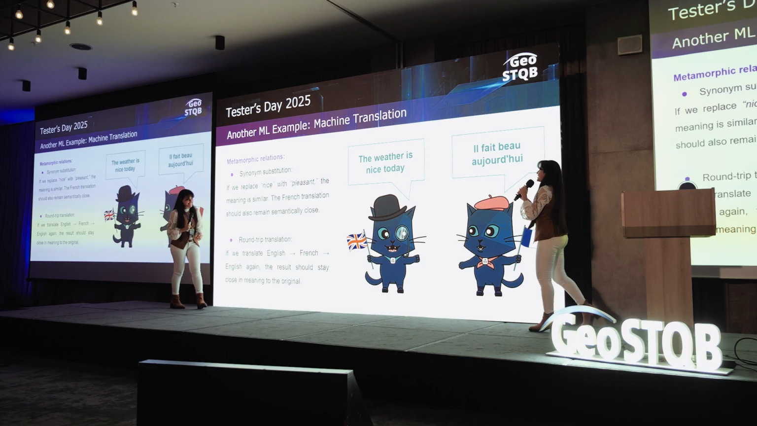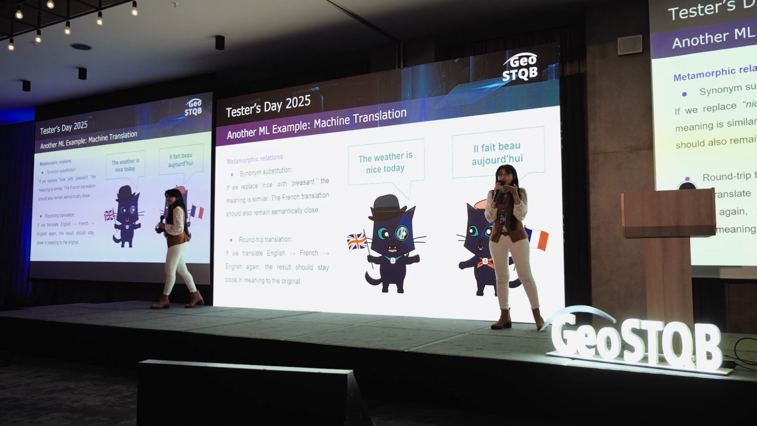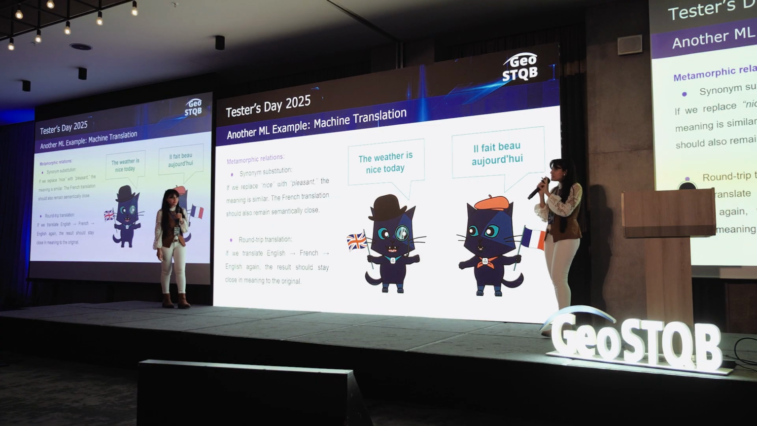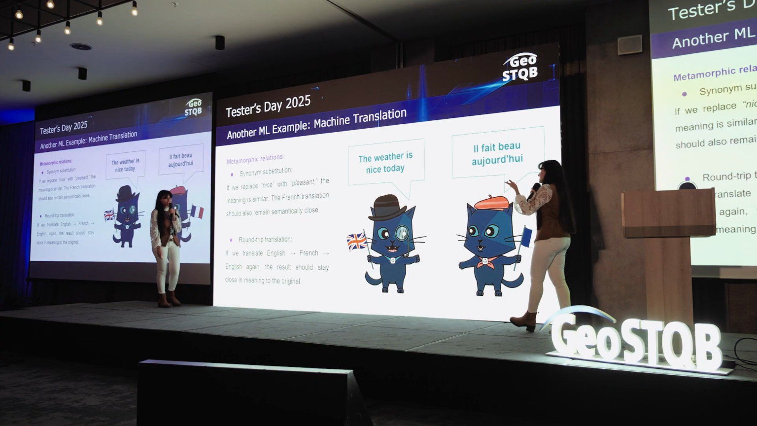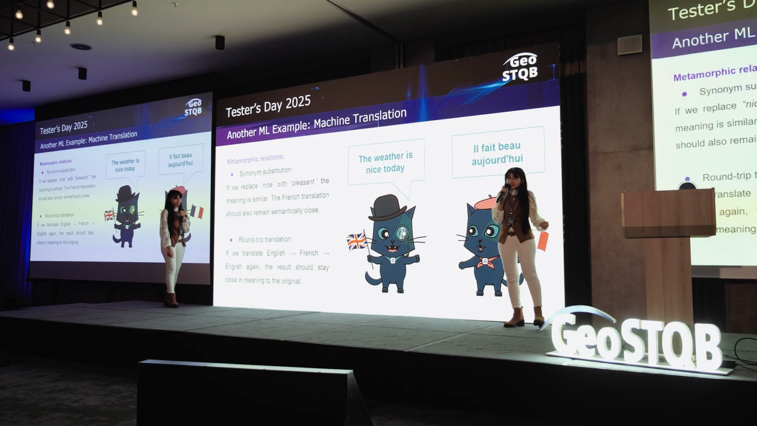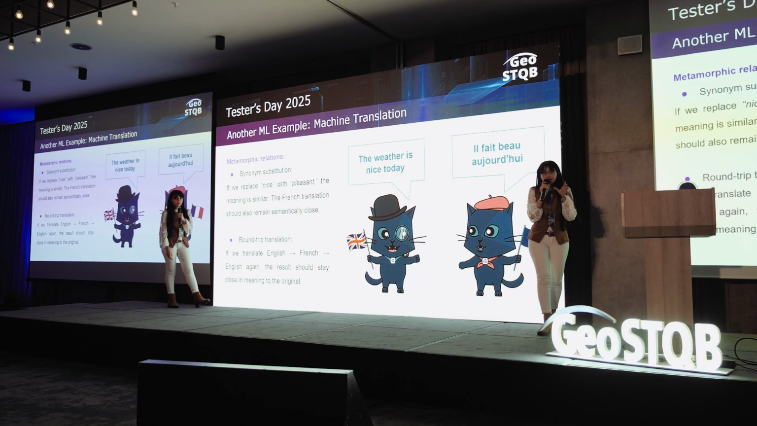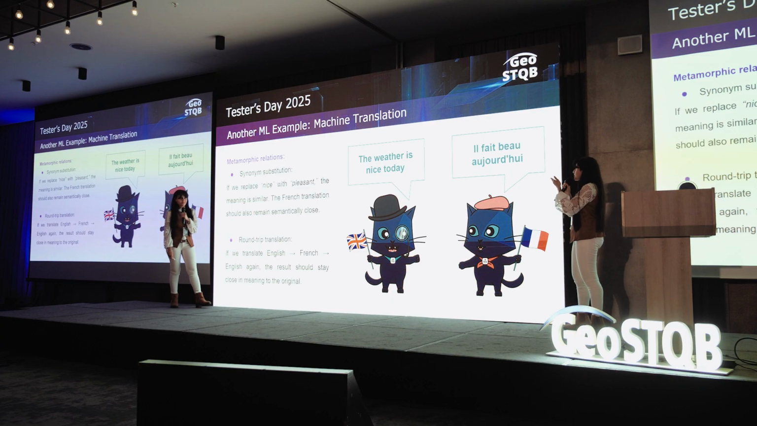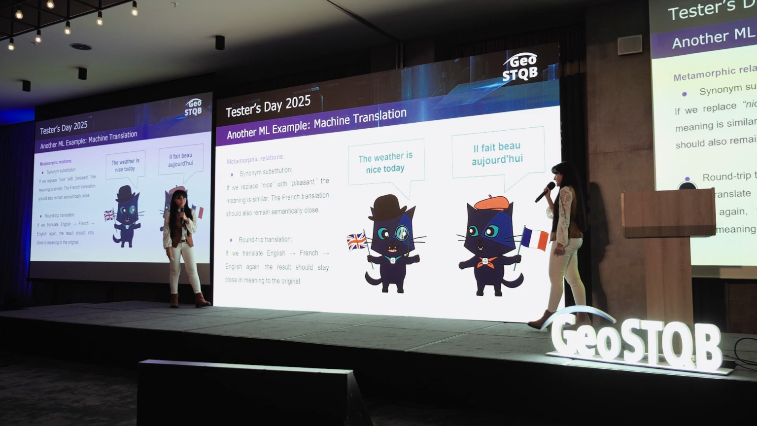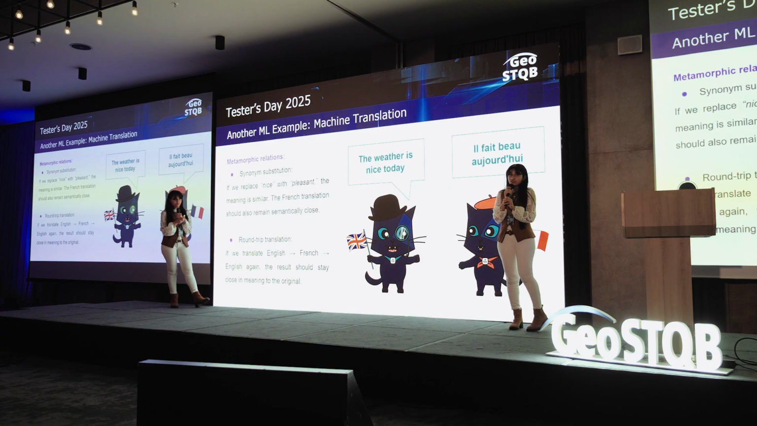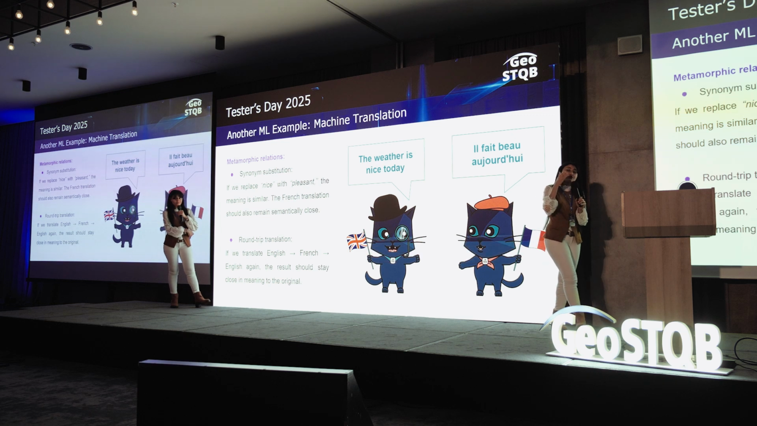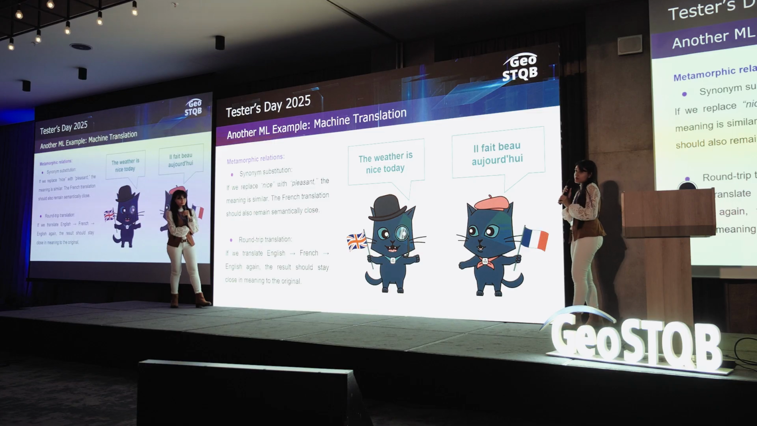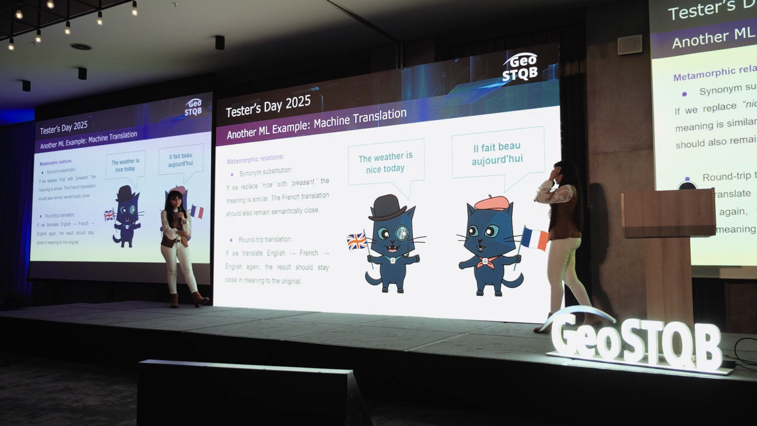Exactly, thank you. So the change here is that if we add metamorphic relations, first of all, if I want to say, the weather is nice today, instead of nice, I will say pleasant. The expected output would be the same, with just a small change in the English sentence. The correct French translation would be the same. Also, round-trip translation: I translate from English to French, and then the same French sentence back to English. The output should also be correct.